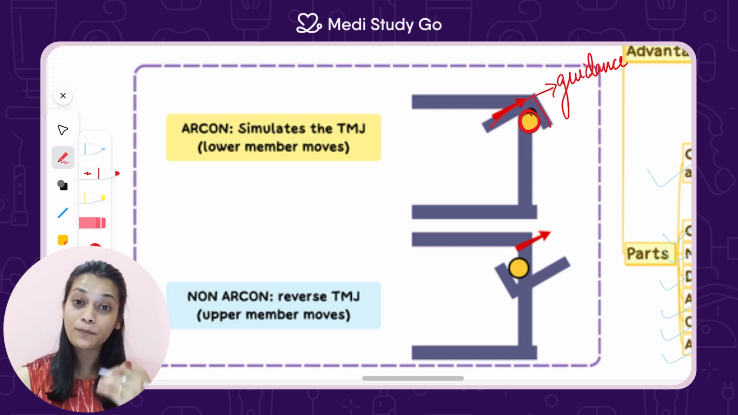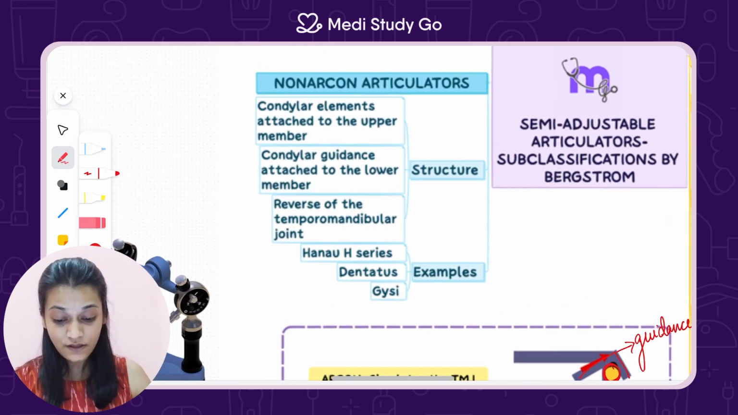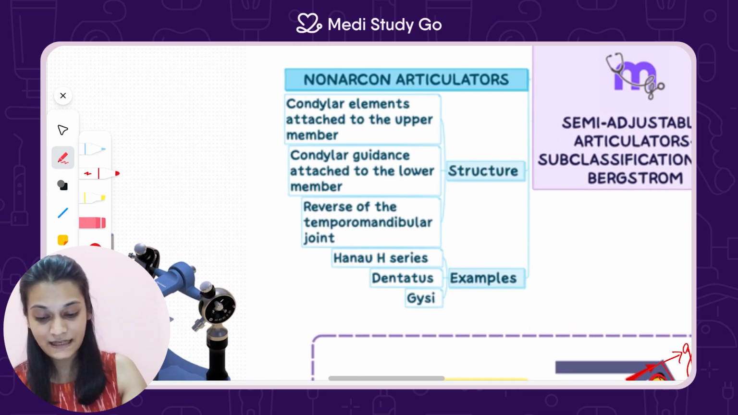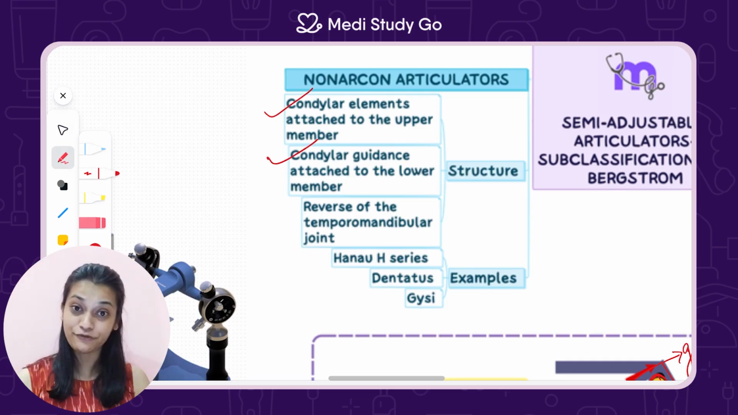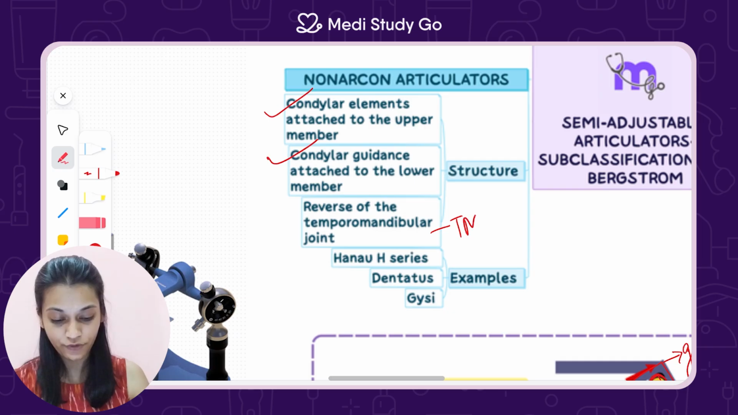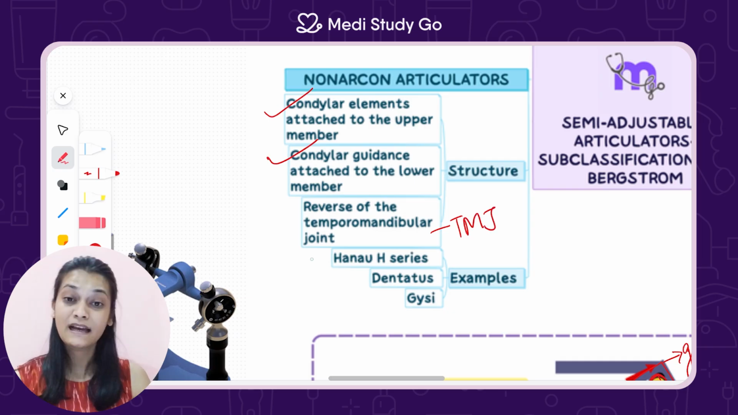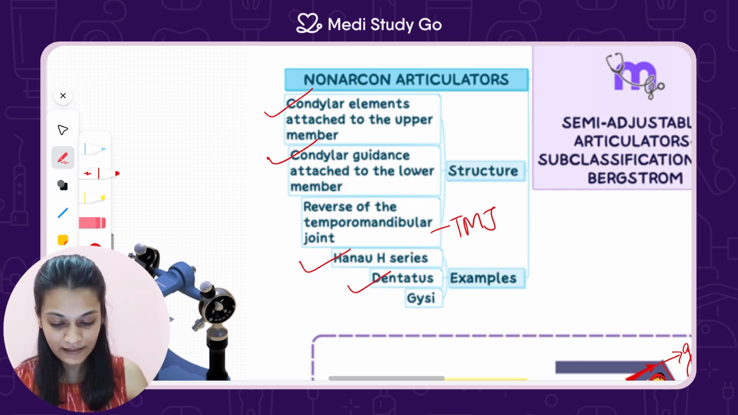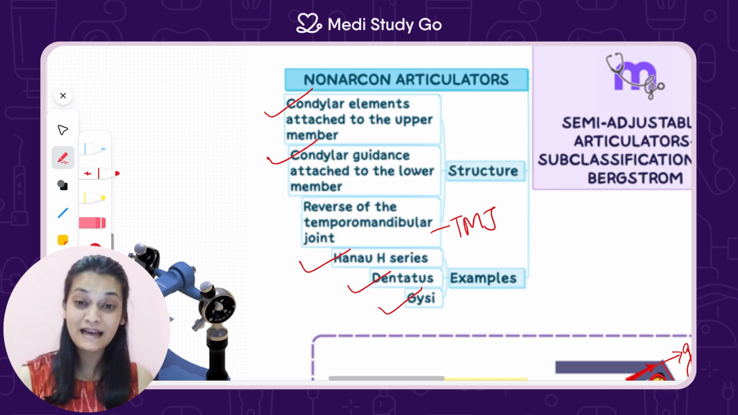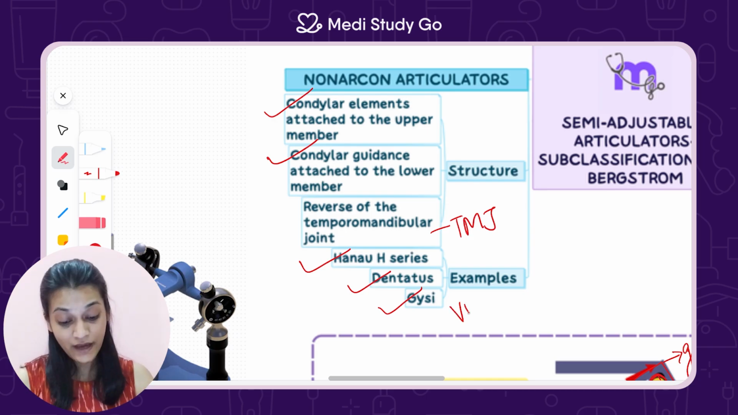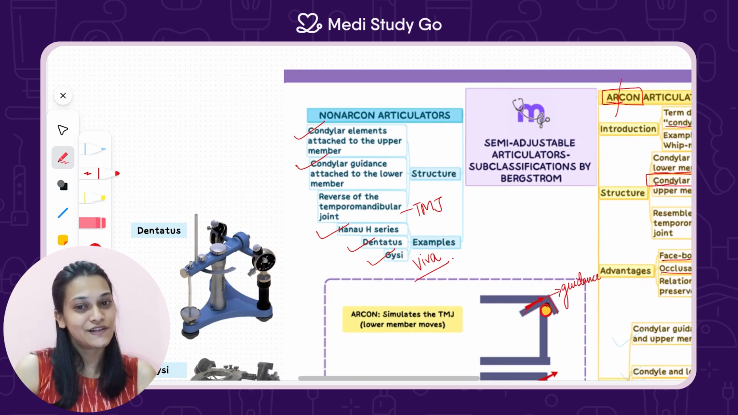And it's going to be opposite for your non-arcon. So now, non-arcon, as we have just discussed about the major difference, it is reverse to that of your temporomandibular joint. You just need to know these three examples, Hanau, Dentatus and Gysi, because this is very frequently asked for your viva. So if you know this, you're sorted.